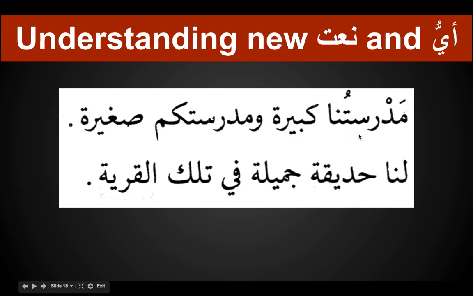Madrasatuna kabiratun, our school is big, wa madrasatukum saghiratun, and your school is small. Lana hadiqatun jamilatun. See, lana is harf jar shibu jumla khabar, hadiqatun is mubtada muakhar, jamilatun is naat. So we have a beautiful garden. Fi tilkal qaryati, in that village. Tilka is ismu ishara lil ba'id followed by al as badal.